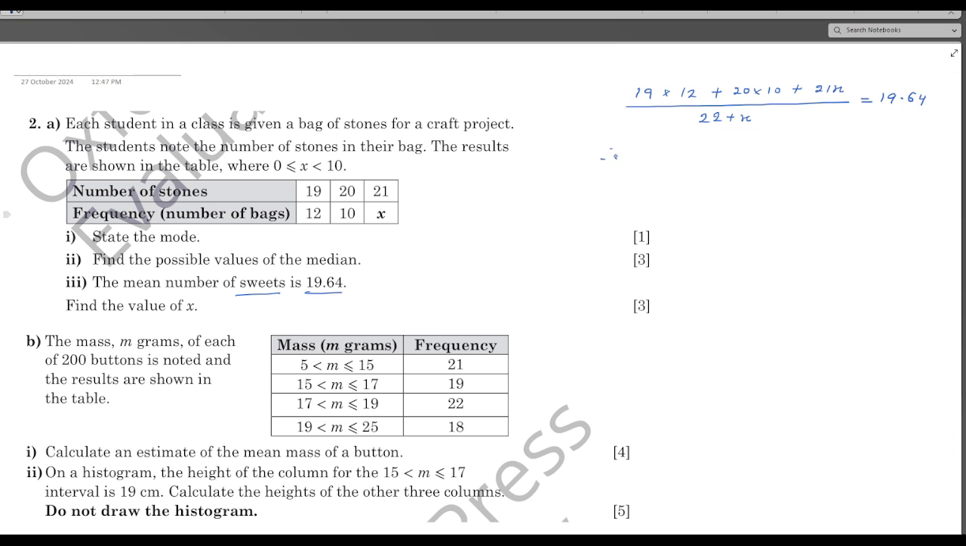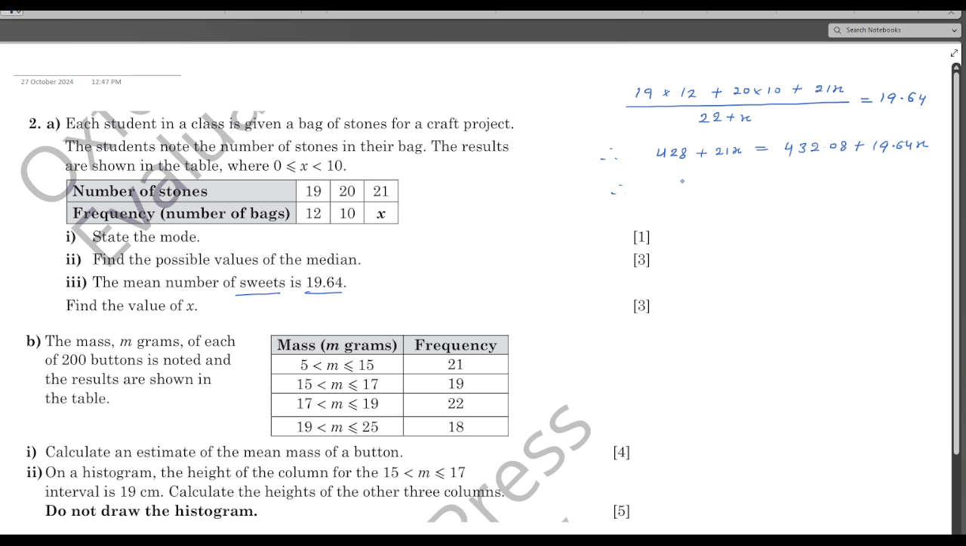19 times 12 plus 20 times 10 is 428. So 428 plus 21x is equal to 19.64 times 22, which is 432.08 plus 19.64x.